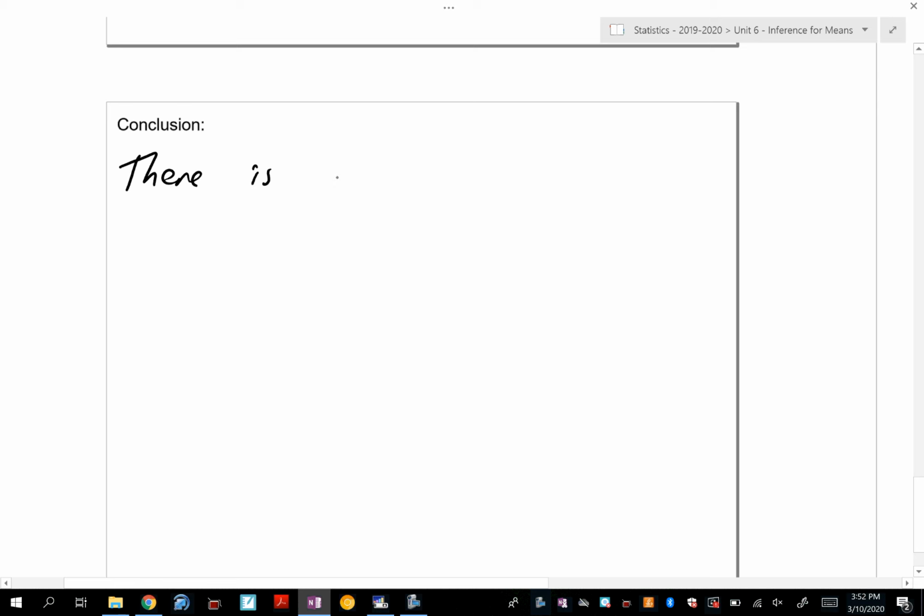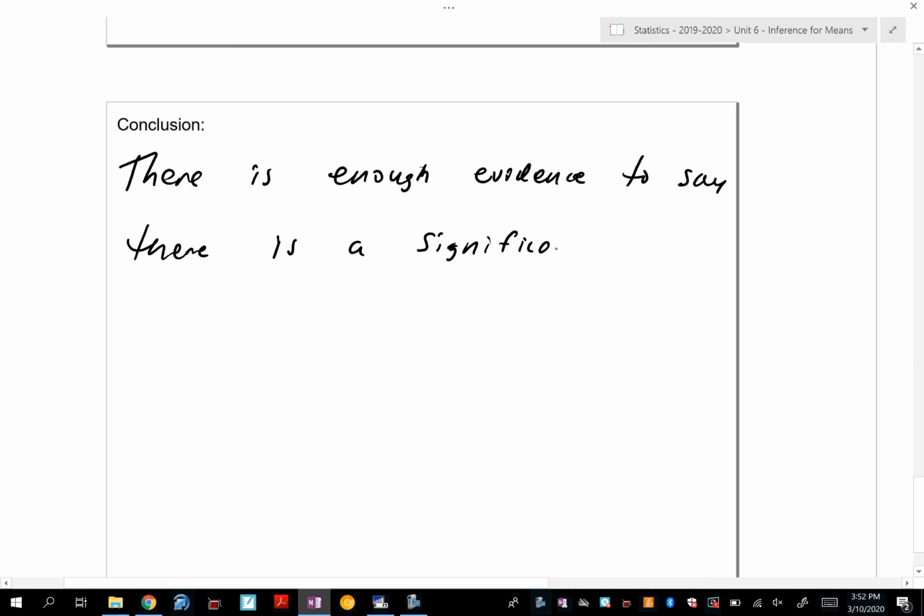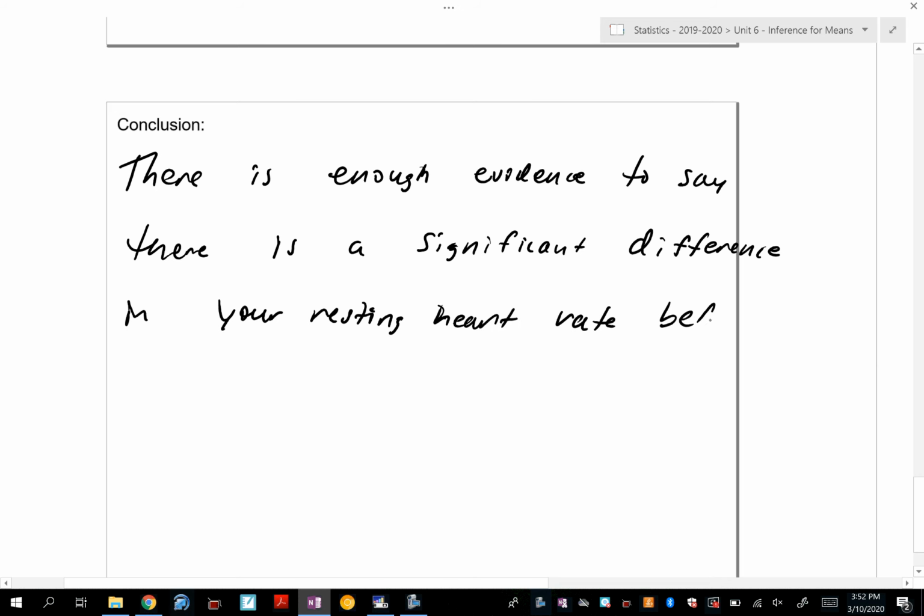There is enough evidence to say there is a significant difference in your resting heart rate before and after using this machine.